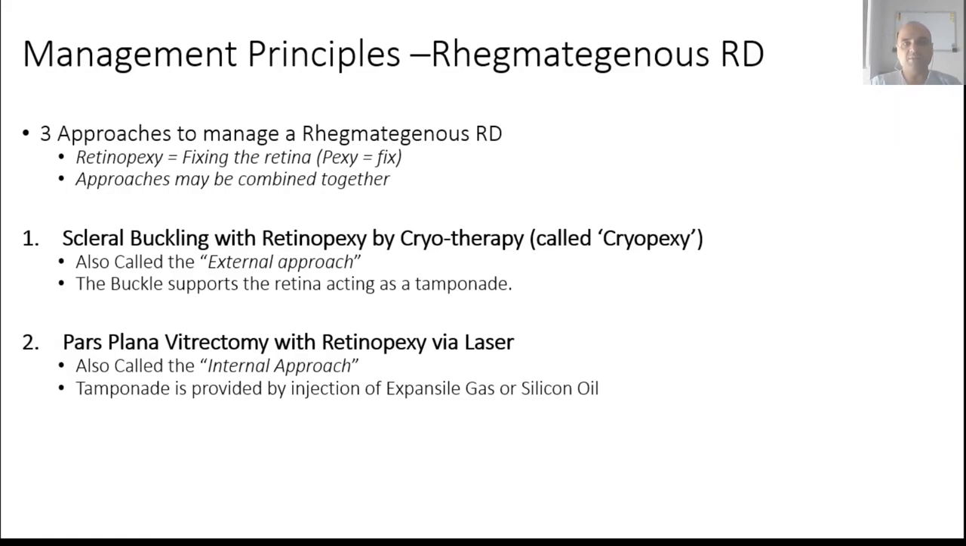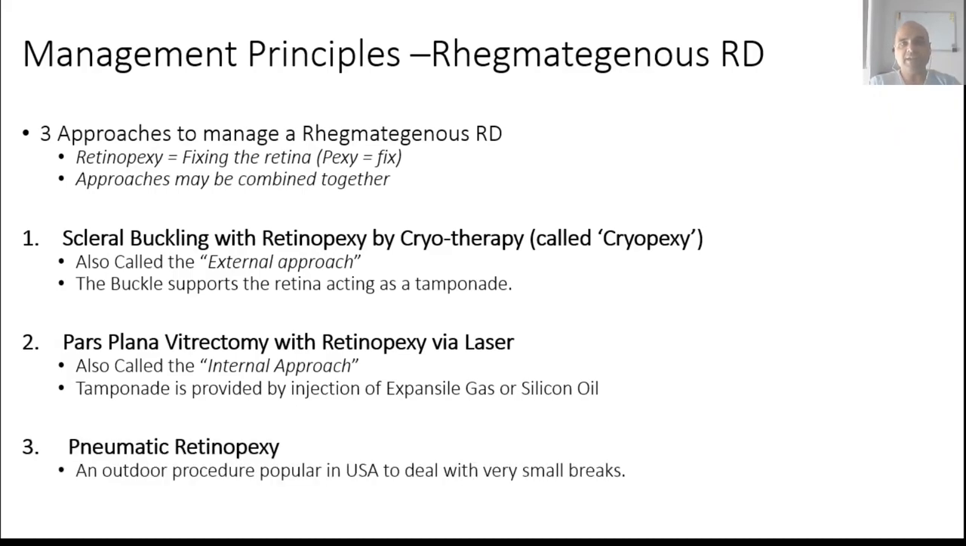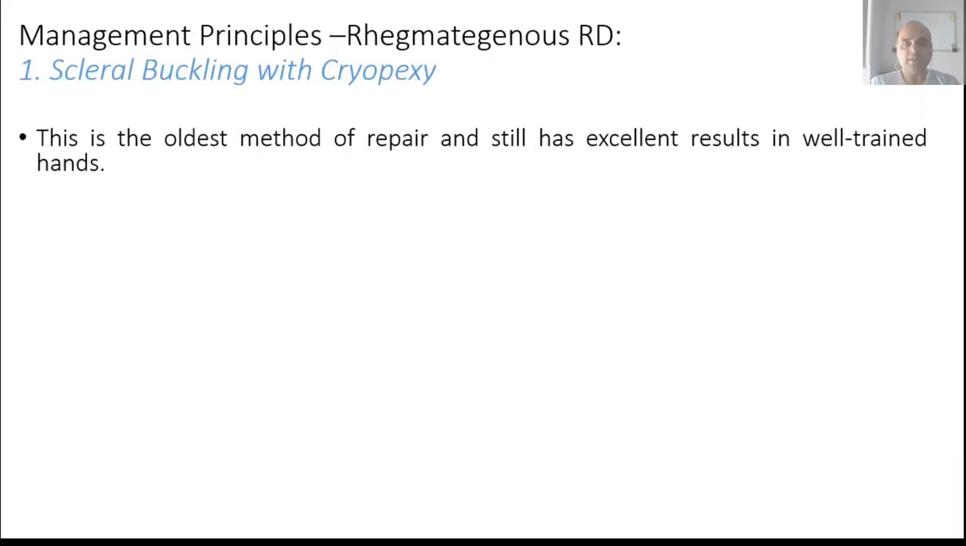And the tamponade is provided by using expansile gas or silicone oil, which is injected into the eye in the vitreous cavity. The third is pneumatic retinopexy, and it's a very interesting outdoor procedure for very small breaks. It is very popular in the US, but it's also practiced in other parts of the world, including Pakistan. So let's talk about the first procedure, which is buckling with cryopexy.